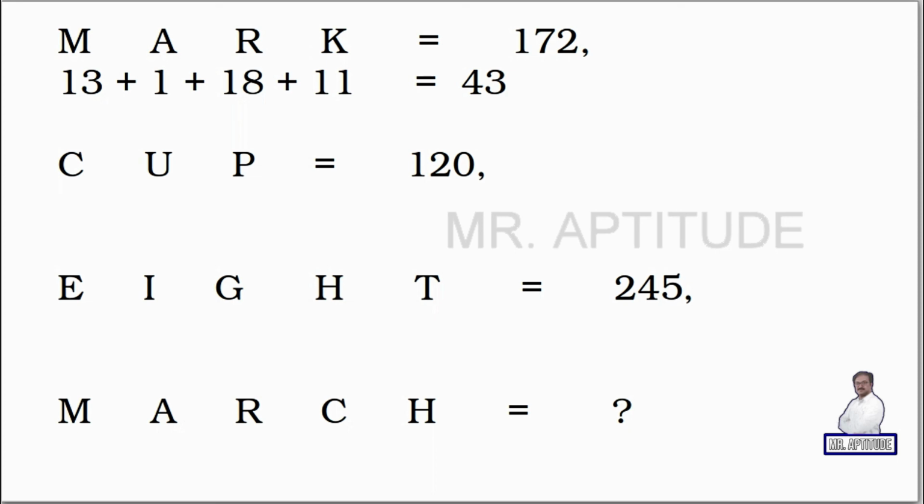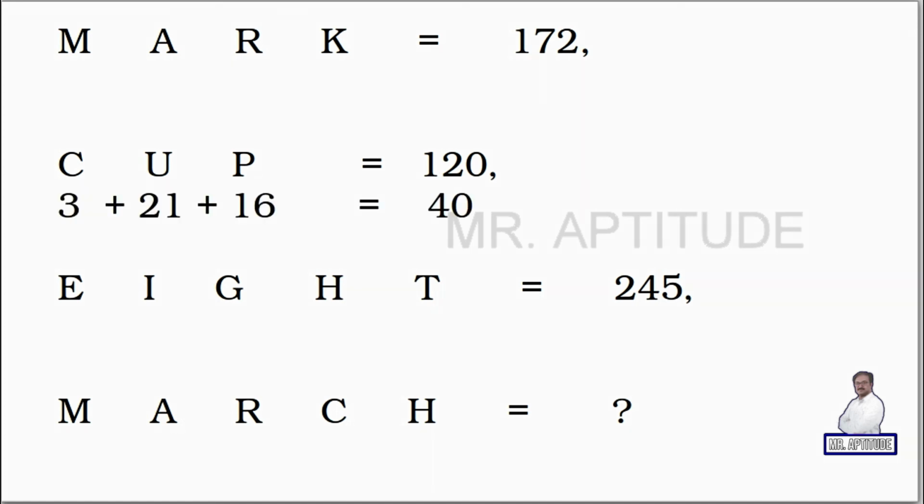Now, sum of the place values of the given word mark. M 13, A 1, R 18, K it's 11. Sum of all these things gives you 43 and you are given 172. 43 4 times 172. So why 4? Number of letters present in the word mark, 4. Let us apply the same thing here. Cup. Number of letters present in the word cup, 3.